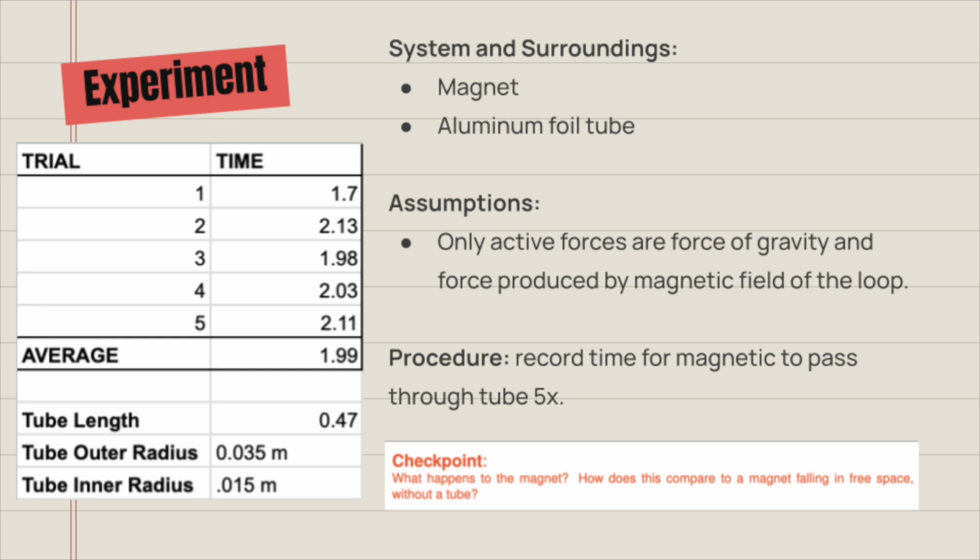To answer the checkpoint question, the magnet slows down in comparison to a magnet falling in free space. The speed at which it does so within the tube is much slower, which can be seen when the magnet exits the tube and returns to expected falling behavior.